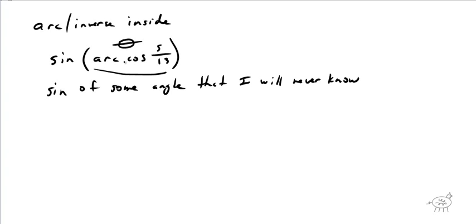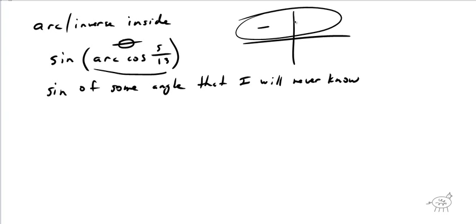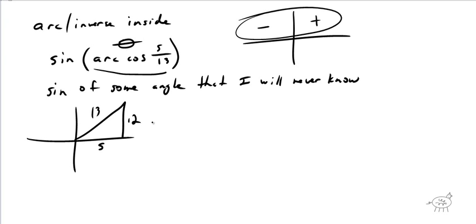So we already talked about our range chart, okay? And we know cosine is going to be in these two quadrants. It's negative here and it's positive here. Well, this is positive here. So when I draw my picture, I'm going to draw it in the first quadrant. So we know cosine is x over r, so 5, 13, and then of course this is a 5, 12, 13 triangle. And then this is my theta.